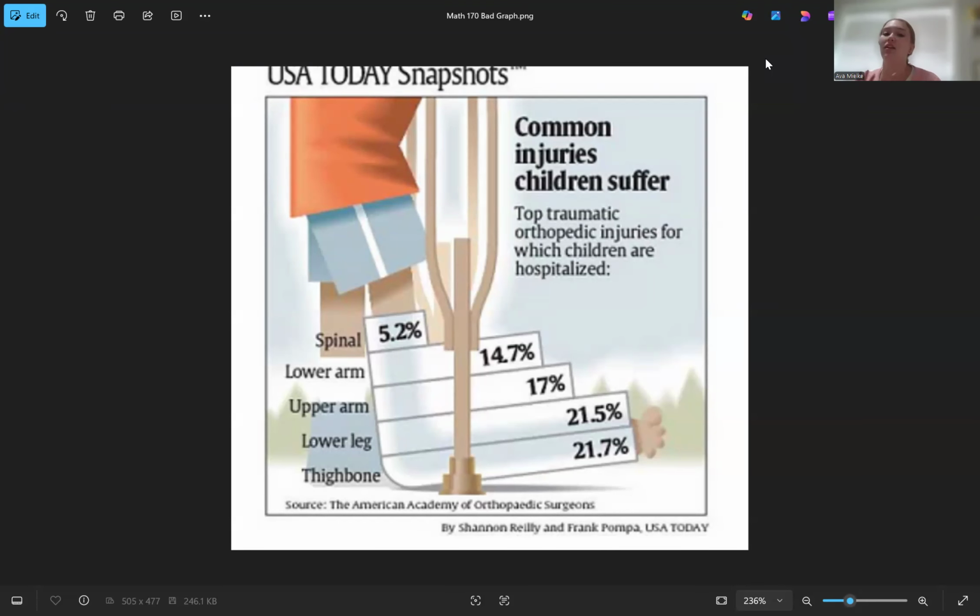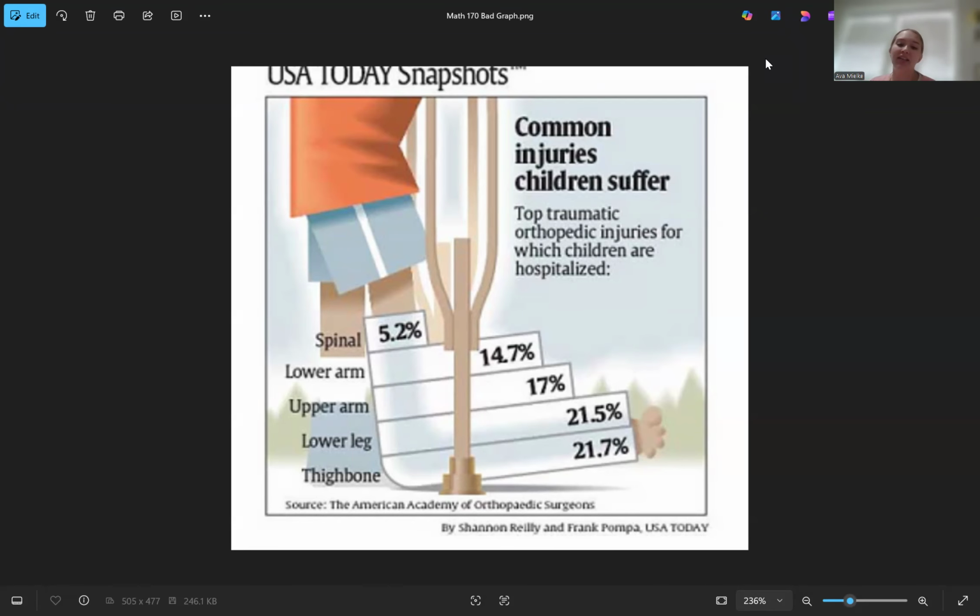For this graph, I just Googled bad graphs and it came up with an article, and this one was from USA Today. And there's a few things that are bad about this graph. The first and most notable being the X and Y axes.